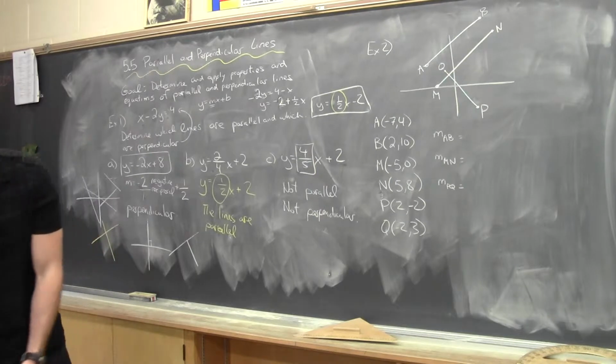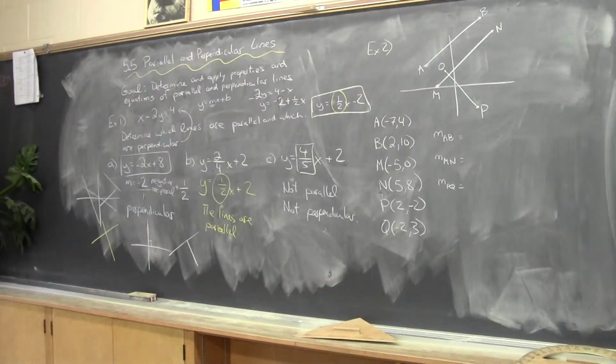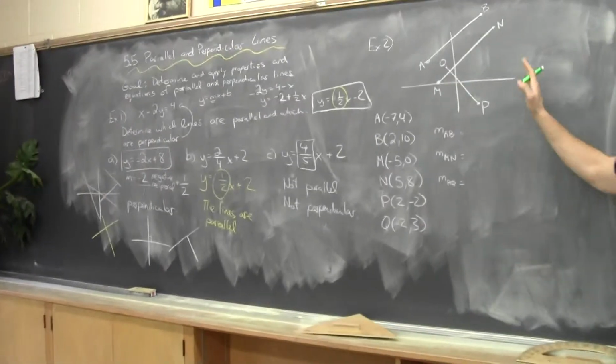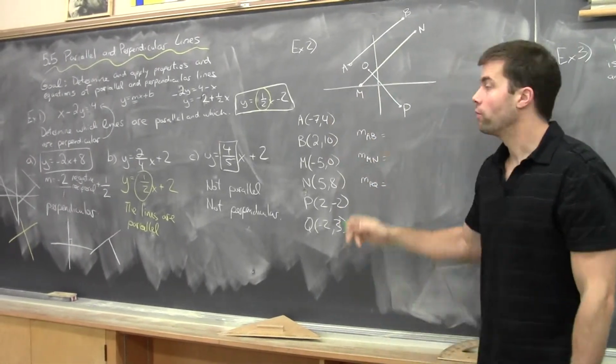All right, moving on, example number 2. All right, so in this example, they give us a graph and they give us all these points on the graph. So I've roughly graphed it here. I didn't graph it accurately, I just gave us a rough sketch. And then what I did was list the points for each one of these.